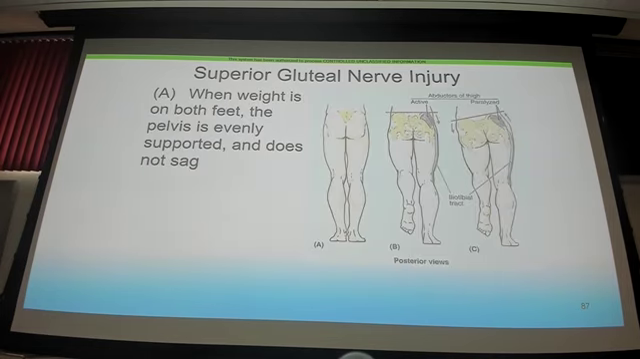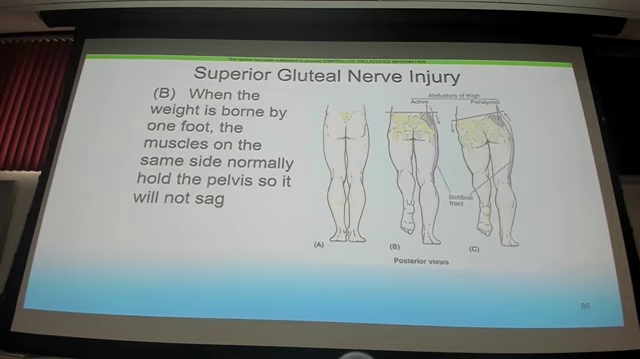So if you look at A, we have three slides here, but A in this picture, the tops of the iliac crest should be even. So if you're standing up straight like an anatomical position, they should be even. But if you lift your foot, the opposite side has to compensate. So in the second picture here, B, you have active gluteus medius. It's working just fine. So as you lift this foot off the ground, this muscle is going to tighten to hold this side up. Makes sense?